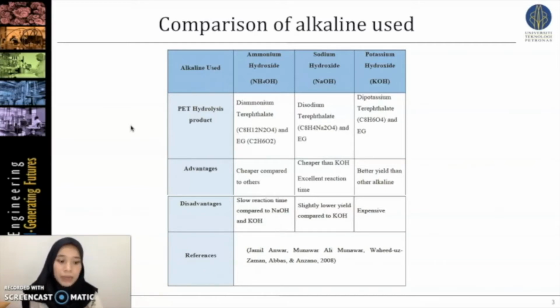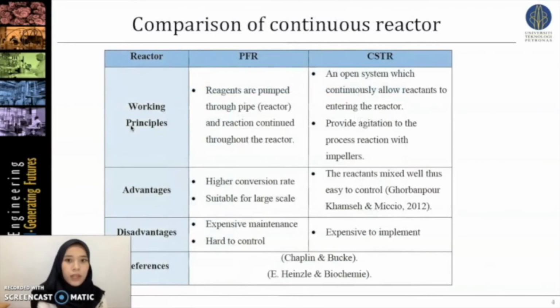So this is mainly because it has a cheaper cost compared to the others, thus reducing the economical expenses on the raw materials used. Next is choosing the reactor type. So here we have compared two types of reactor, which is first the PFR and the second one is CSTR.